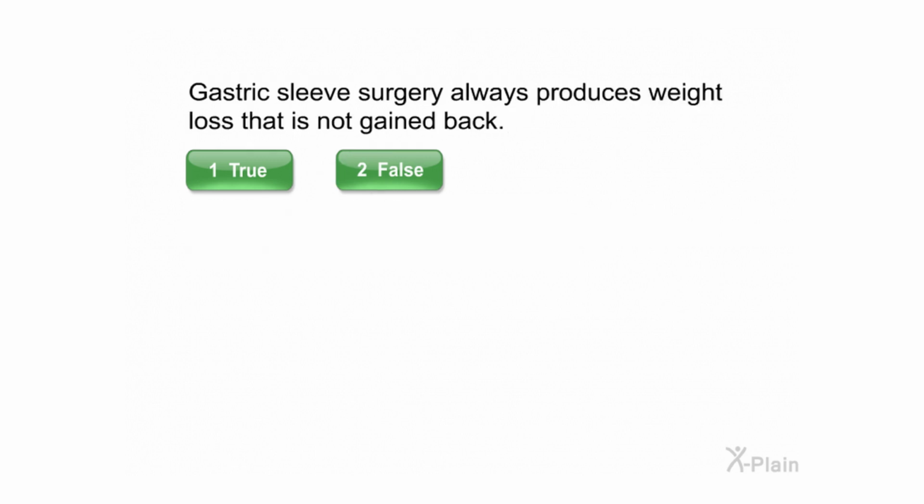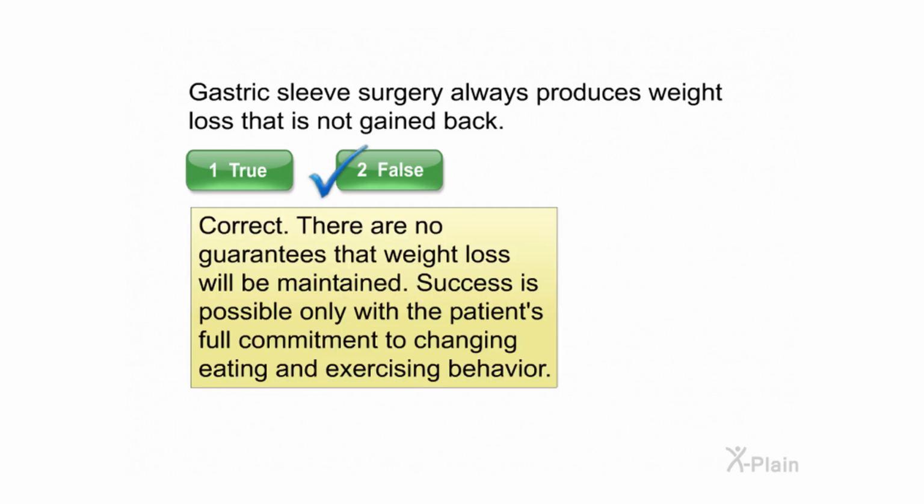Gastric sleeve surgery always produces weight loss that is not gained back. Select true or false. Correct. There are no guarantees that weight loss will be maintained. Success is possible only with the patient's full commitment to changing eating and exercising behavior.